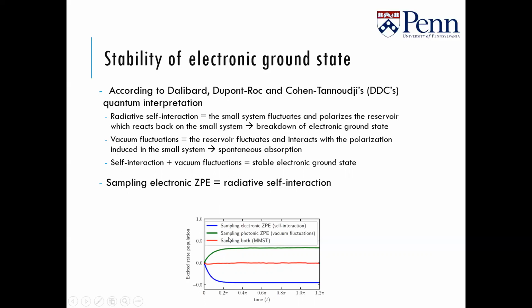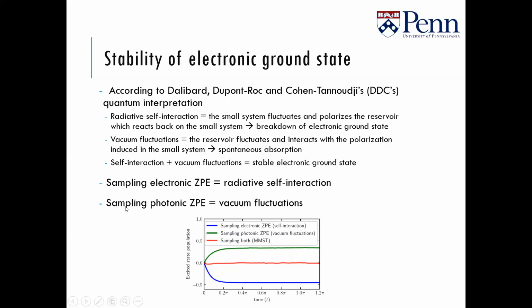Look at this figure. If we sample only the electronic zero-point energy, which is the blue line, when we plot the excited state population as a function of time, we find it goes down. This means that if we only consider the electronic zero-point energy, or self-interaction, it will break down the electronic ground state. This is exactly the same.